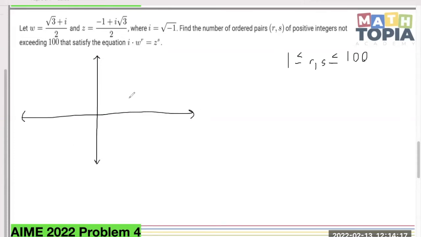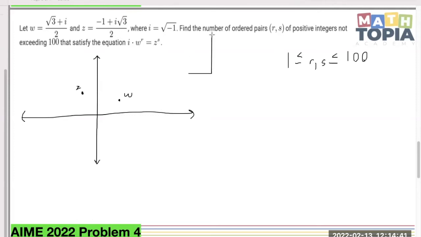And what we can see from here is W is root 3 plus i over 2. So it would be right about here, right? This is where W would be. And Z is -1 plus i root 3 over 2. So it'd be probably like here.